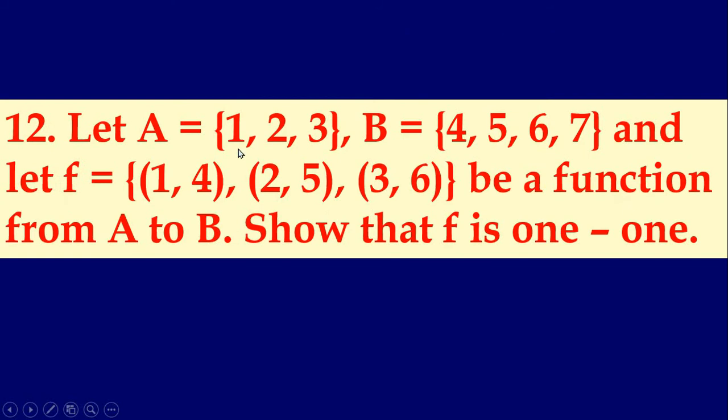The next problem, let A equal to {1, 2, 3} and B equal to {4, 5, 6, 7} and let f equal to {(1, 4), (2, 5), (3, 6)} be a function from A to B. Show that f is 1, 1 function.